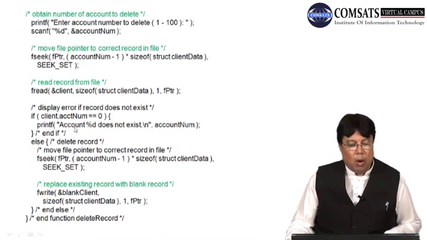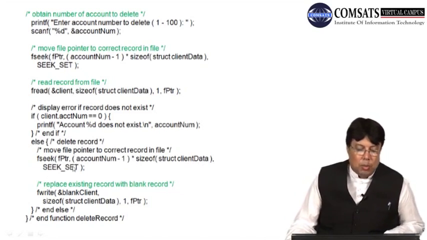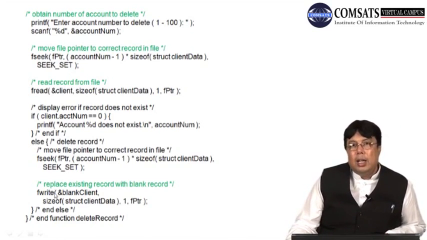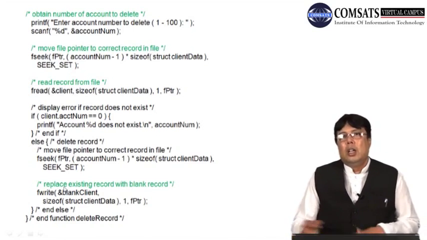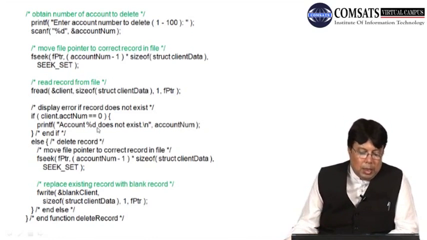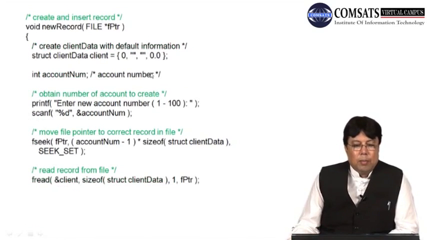So otherwise, if the record exists, then you can delete it. How can you delete it? Obviously we have to write it. So for writing it, we will just put account number -1 multiplied by the size, seek set to that position, and then write it. So deleting means writing the initialized data, 0 data into that particular record, means account number 0, first name null, last name null, balance null, means account is deleted.